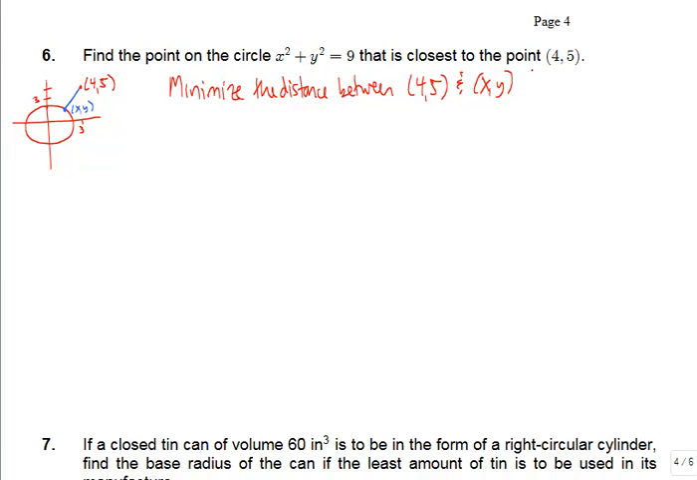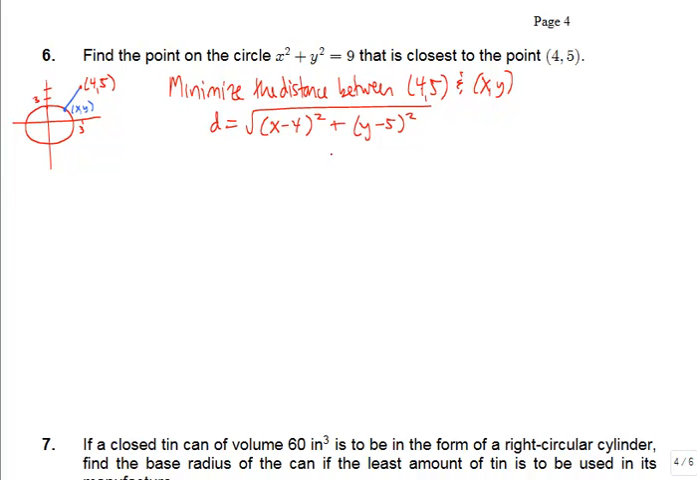Now this requires knowing the distance formula, because if you want the distance between 2 points, you need a distance formula. So the distance between 2 points is the square root of the difference in the x's. So my two x's are 4 and x. I'm going to subtract x minus 4, and that's squared, plus the difference in the y's. So y minus 5. It looks very similar to that Pythagorean theorem.